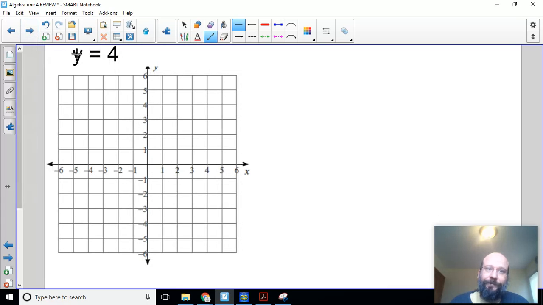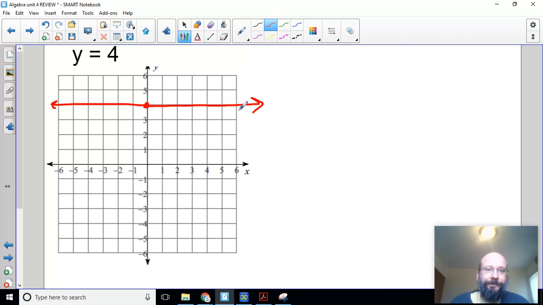This one, if you remember, y equals 4. How would you graph this? You would find 4 on the y, which is here. And then since it's y equals 4, that's a 0 slope. So it would go left to right like this. Straight horizontal line that crosses the y at 4.